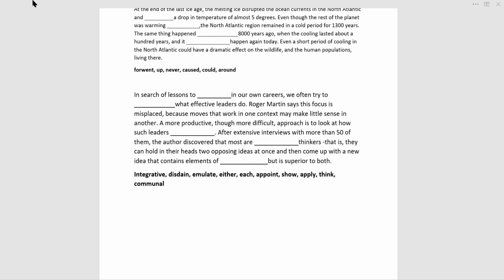After extensive interviews with more than 50 of them, the author discovered that most are integrative thinkers. That is, they can hold in their heads two opposing ideas at once and then come up with a new idea that contains elements of each but is superior to both. So: apply, emulate, think, integrative, and each. And if you fix these words, definitely you will see this gives the complete sense to the passage, right?